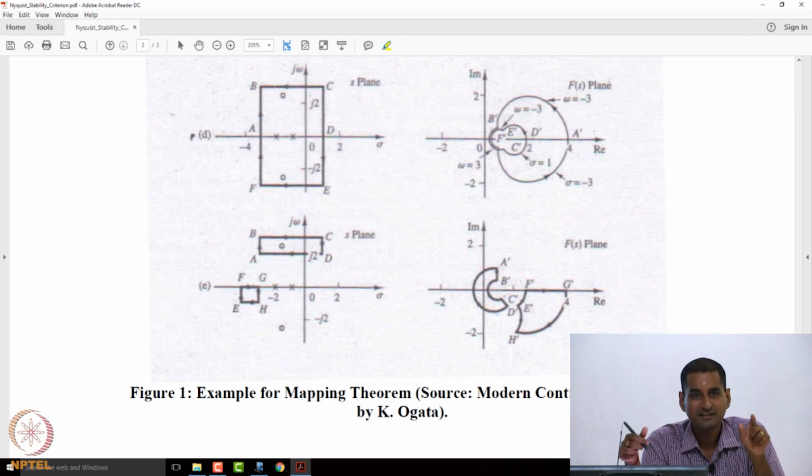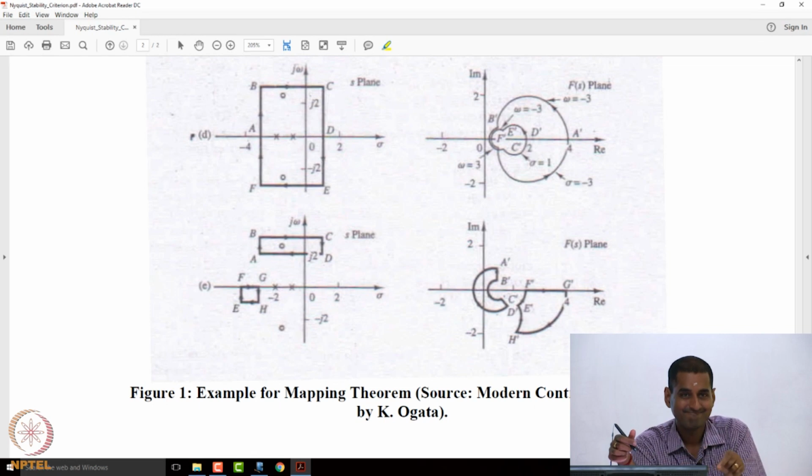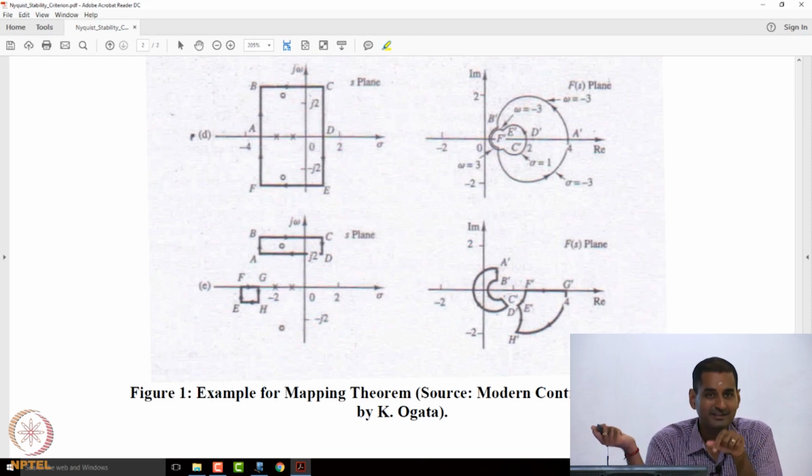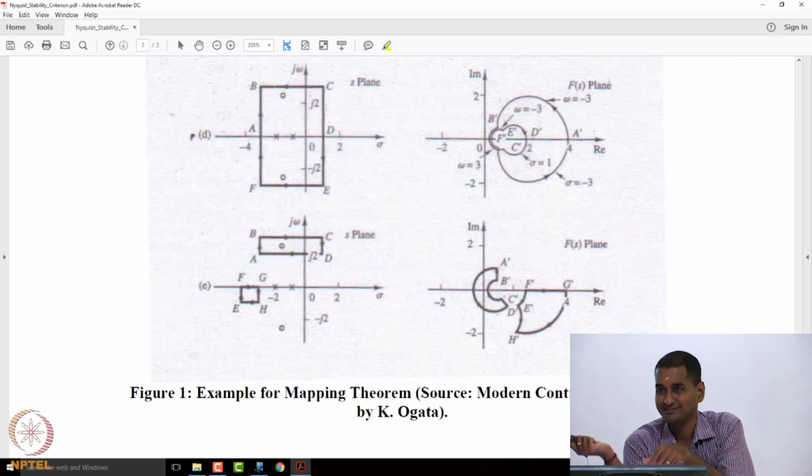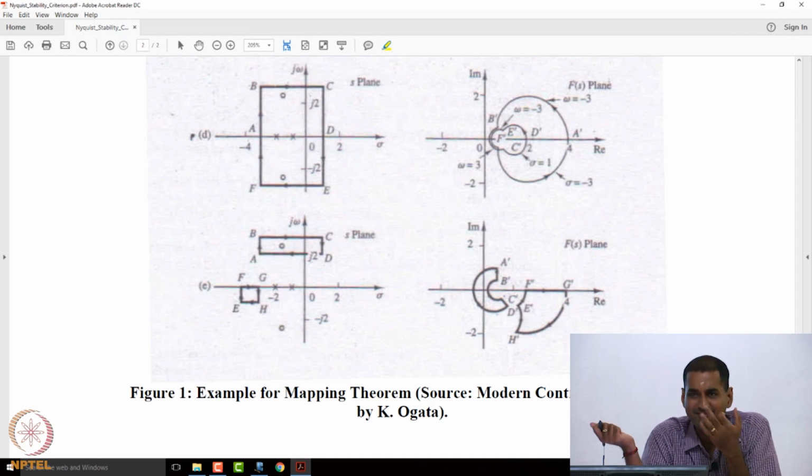Just give a sequence of values of s, calculate f of s, and plot it in MATLAB, then you will see how the contour comes up. Of course, the closer the values of s, the smoother the profile will be in the f of s plane, which you can do numerically and convince yourself. Please do that. Experiment with different contours. So that's the mapping theorem.